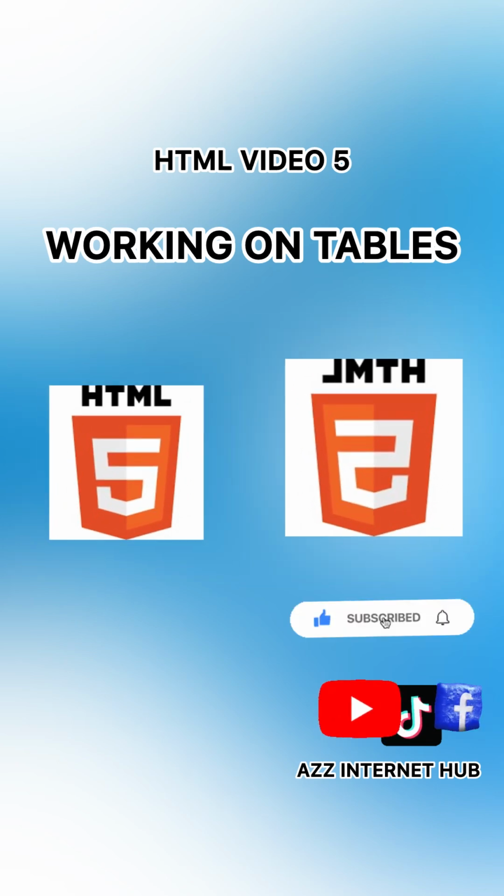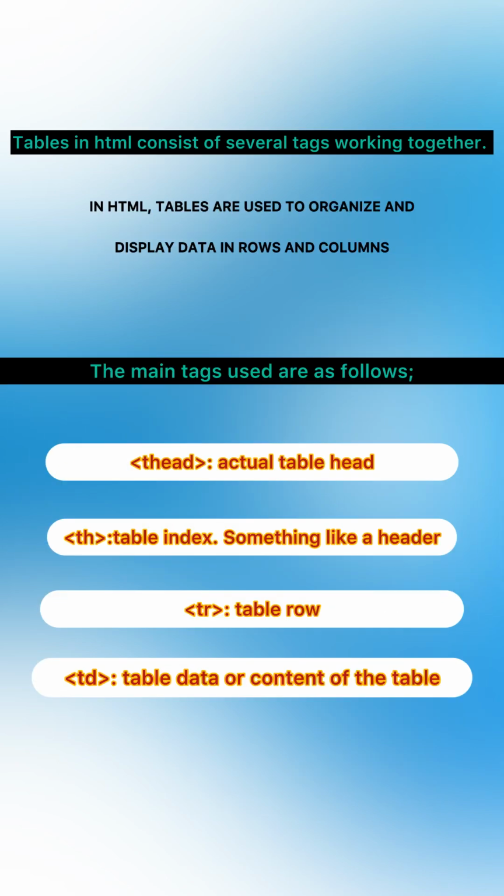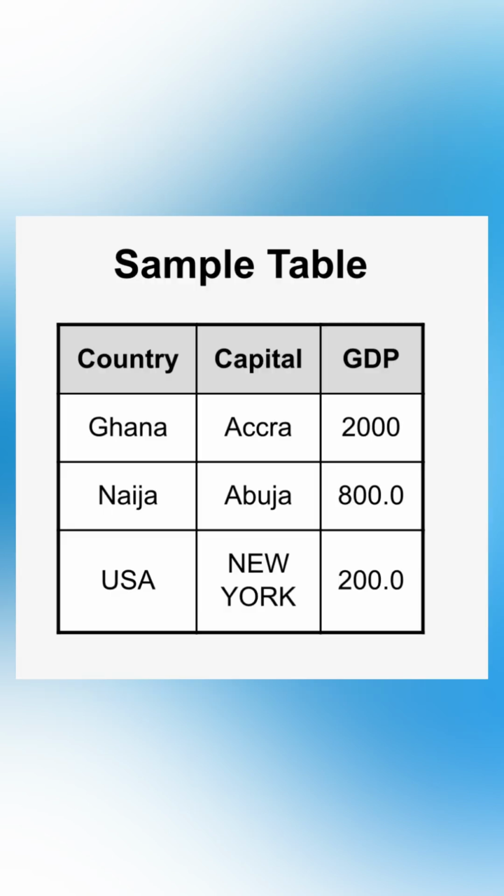So tables is what we are going to talk about next. In HTML, tables consist of several tags working together. Tables are used to organize and display data in rows and columns, and the main tags used are the thead, which is the actual table head, the th, the table header, and then we have the tr, which is the table row, and the td, the table data or content of the table. So we are going to use these tags to create a similar table to the one that I just showed you in this video. So get ready and let's dive in right now.